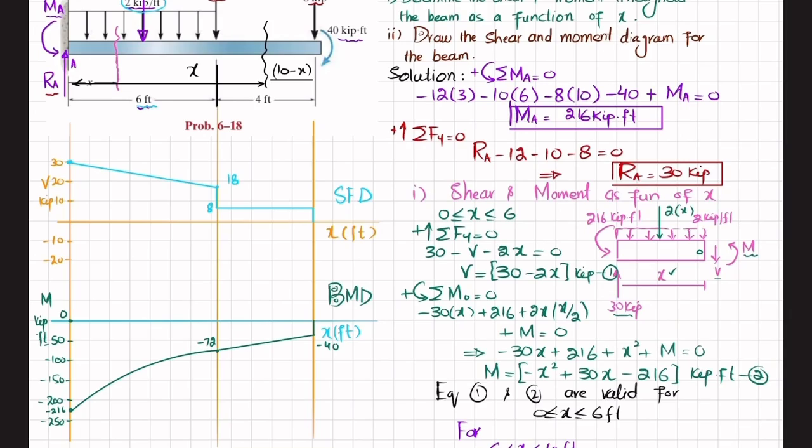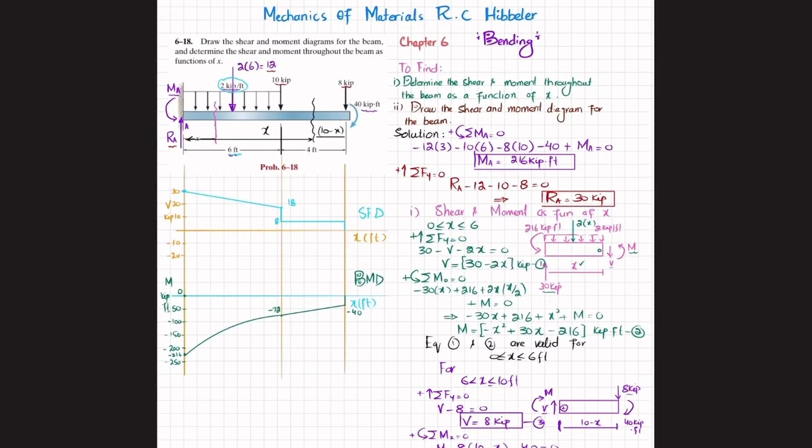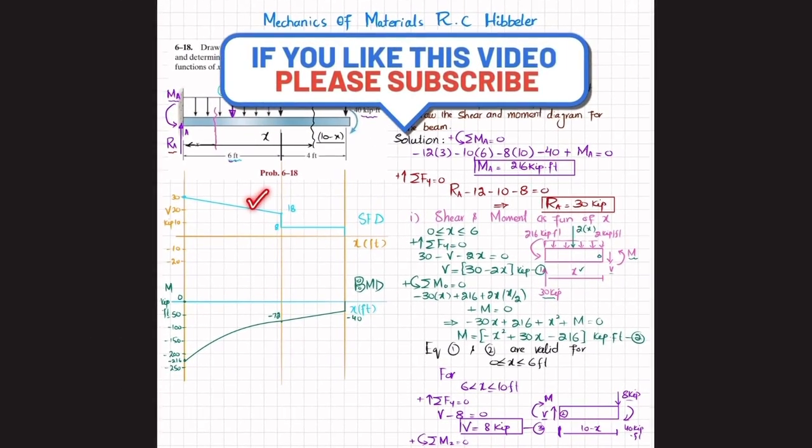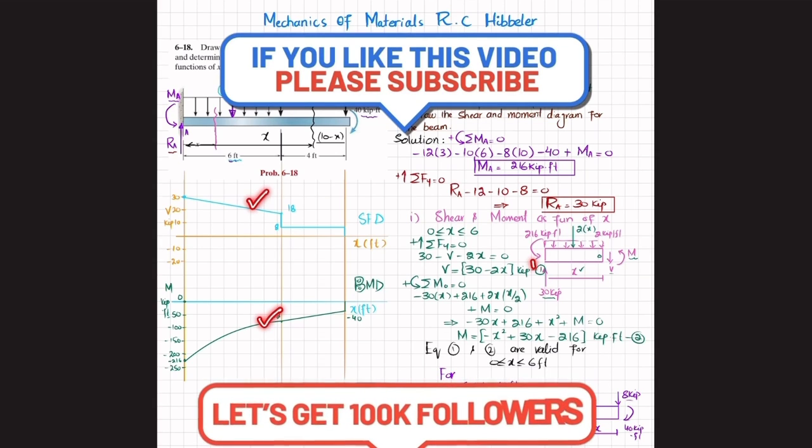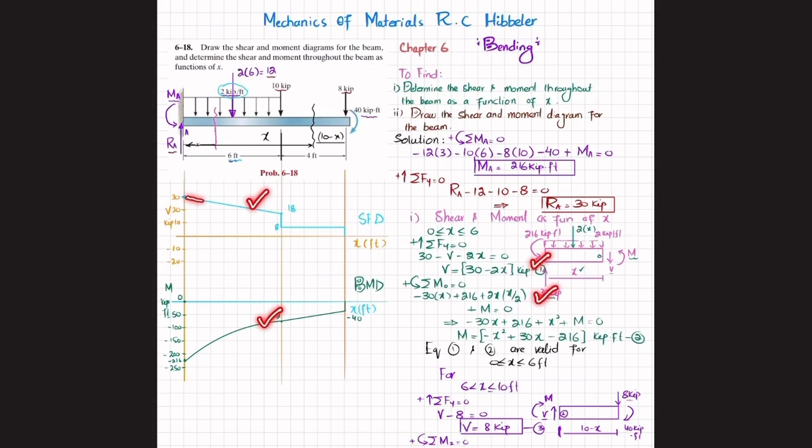So this was all about this problem 6-18. You can find the shear force and bending moment diagram. So if you put x here and here, and when you join all these points, you will get the shear force diagram like this and the bending moment diagram will be like this.